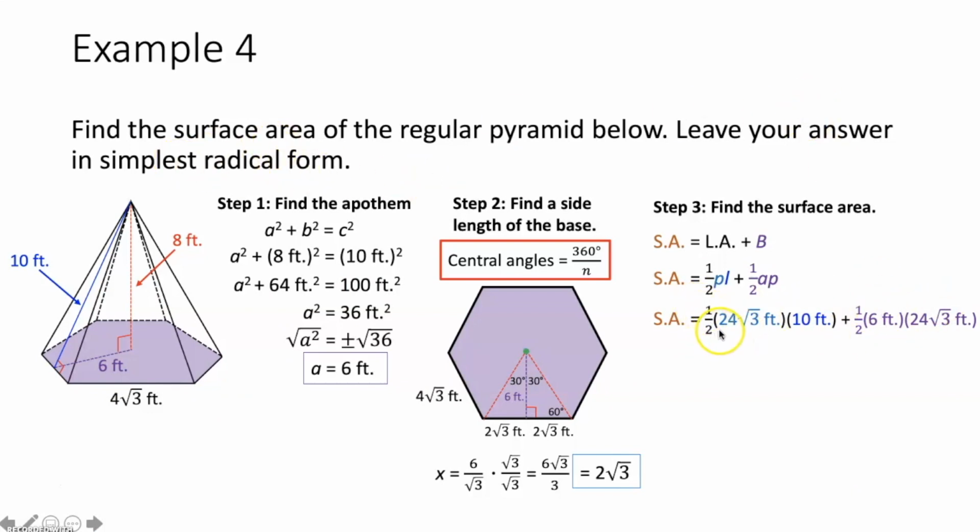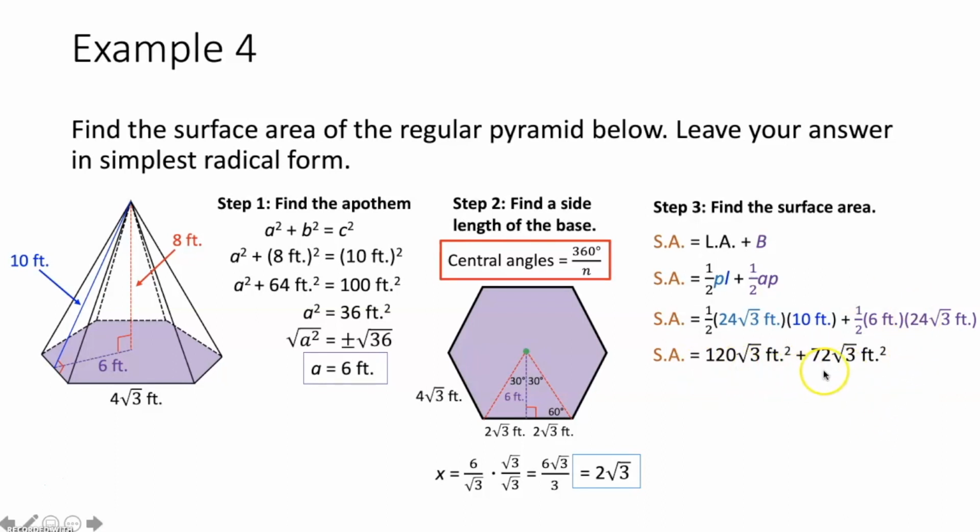the 1/2, we multiply that to 24 rad 3 feet. The 1/2 just multiplies to the 24, giving you 12 rad 3 feet. We then take 12 rad 3 feet and multiply it to 10 feet, multiply the 12 and the 10, you get 120 rad 3 feet squared. Over here, we multiply the 1/2 times the 6, which gives you 3 feet, and then 3 feet times 24 rad 3 feet, the 3 and the 24 multiply to give you 72 rad 3 feet squared. Now we just need to add these two quantities together.